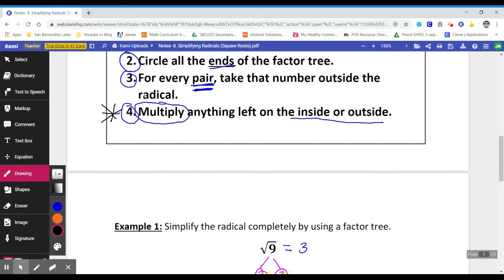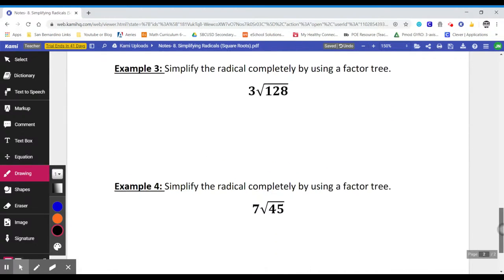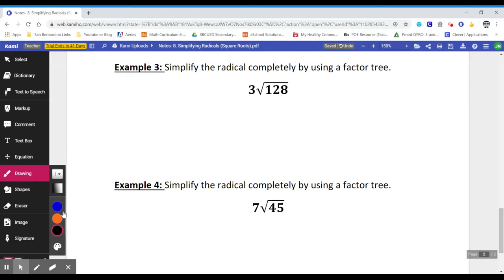Step number 4 says at the very end of the problem, you just multiply everything together, whatever's on the inside or the outside. So it's basically just there. Just deal with it. So let's factor out the 128 first. So 128, I can simplify that out. I can factor it out as 64 times 4, right? 64 times, I'm sorry, not 4. 64 times 2 is 128. I cannot break the 2 anymore, so I'm going to leave that there.